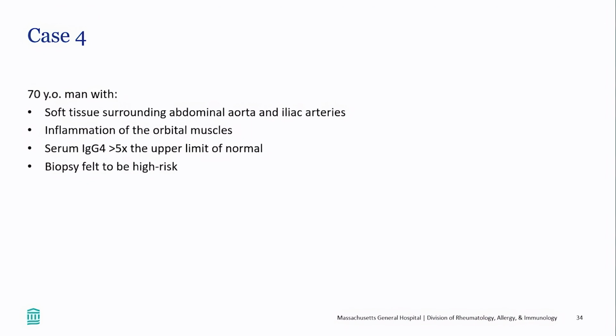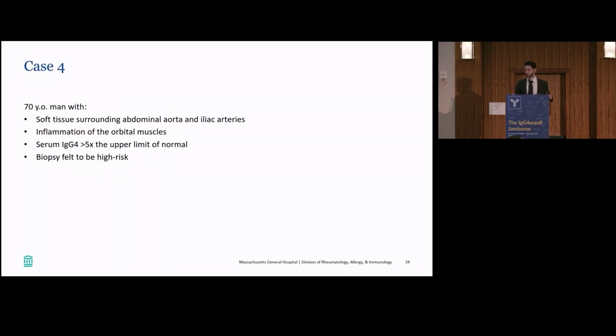The serum IgG4 concentration is over 5 times the upper limit of normal, but a biopsy of both of these sites is felt to be very high risk. A biopsy of an orbital muscle can lead to double vision that can be permanent, and a biopsy of retroperitoneal fibrosis is very often not safe because it's so close to the aorta and can lead to severe complications there. So a biopsy is not done.